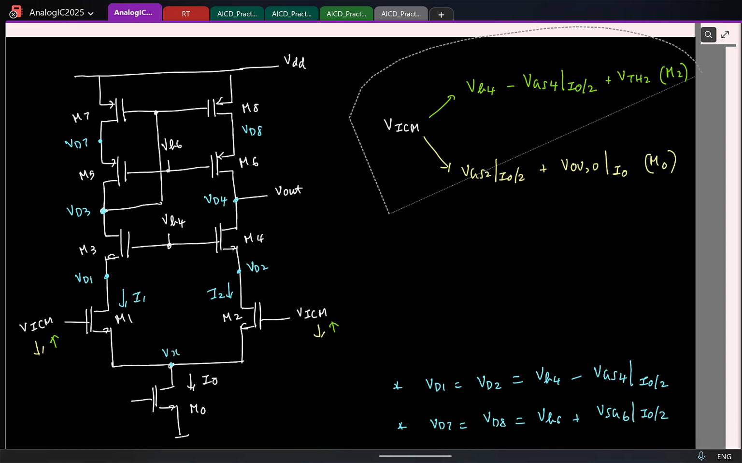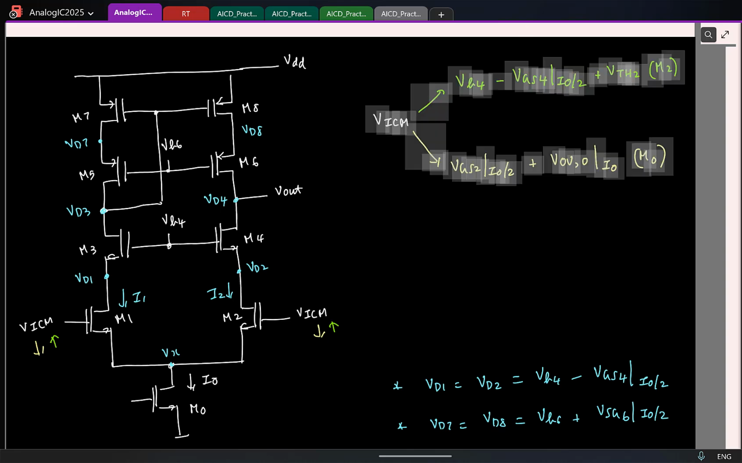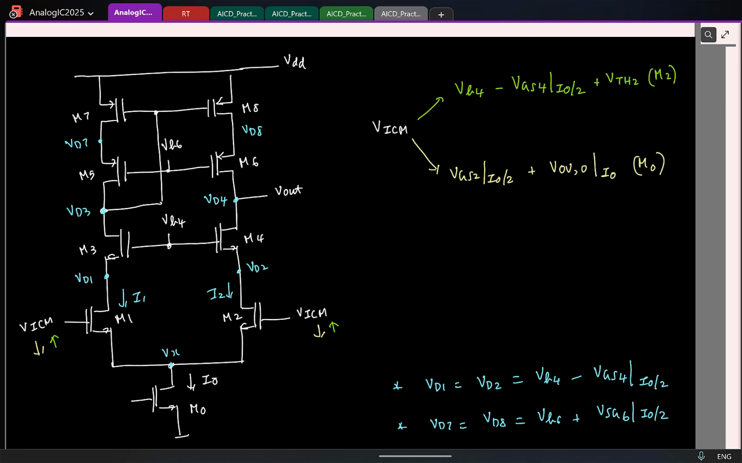I am trying to write it directly, but if you have doubts, let me know. We can go through it in detail. No worries. Okay. The first step is to understand if you increase or decrease a particular voltage, which transistor can get affected. Once you recognize that, the rest is easy.